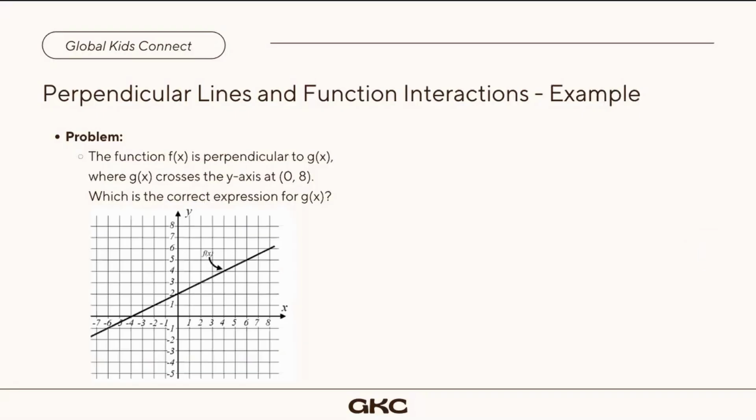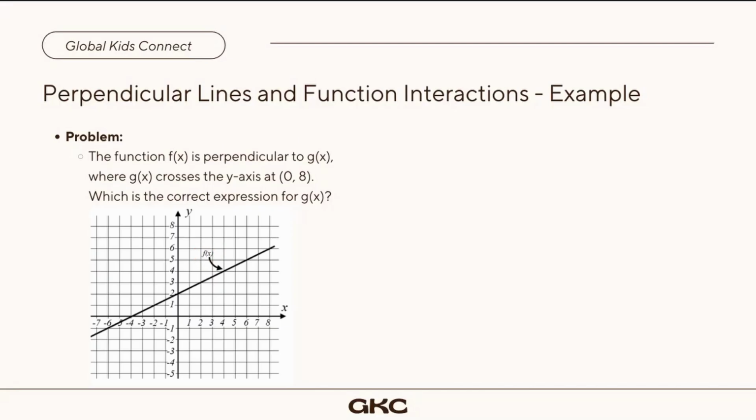So our example problem states the function f of x is perpendicular to g of x, where g of x crosses the y-axis at (0, 8). Which is the correct expression for g of x? We're given a graph that shows the function f of x. However, we don't know what g of x is, and we have to find the equation for it utilizing the information given to us. And so we'll do that now.